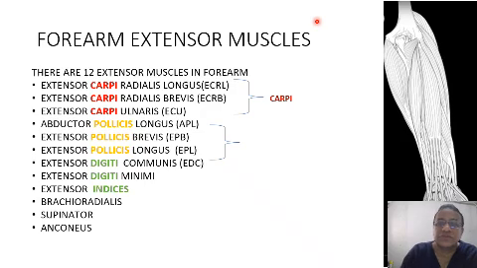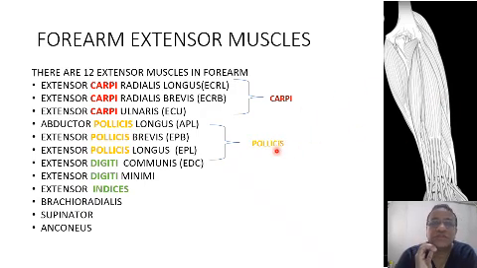So these three are basically wrist extensors. Extensor carpi radialis longus extends and abducts the wrist. Extensor carpi radialis brevis also extends and abducts the wrist, but it is shorter and deeper than the ECRL. And extensor carpi ulnaris extends and adducts the wrist. Now we can go into the next group.